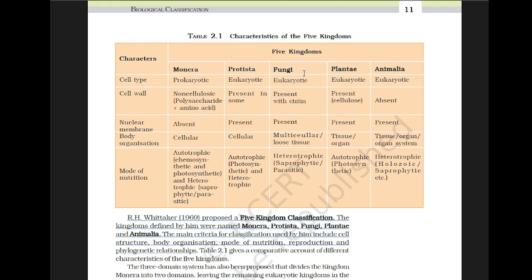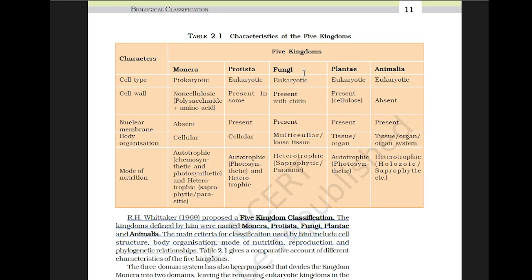And the third one is kingdom Fungi. Kingdom Fungi includes eukaryotic multicellular heterotrophic organisms. But there is an exception, which is yeast. Yeast is an exceptional fungus which is unicellular.